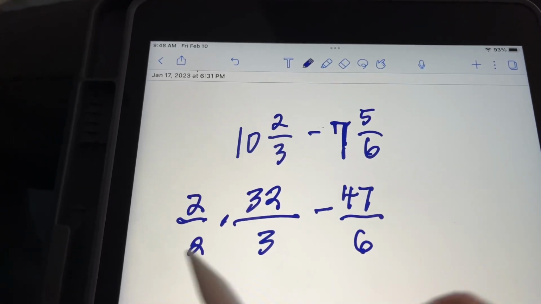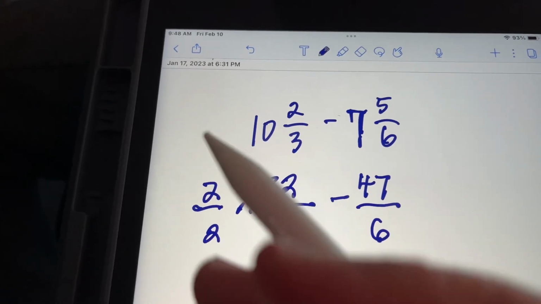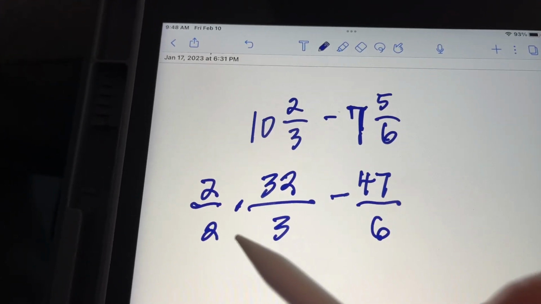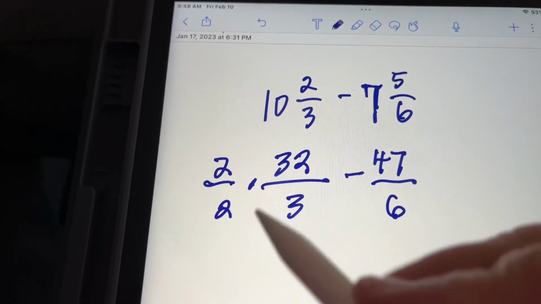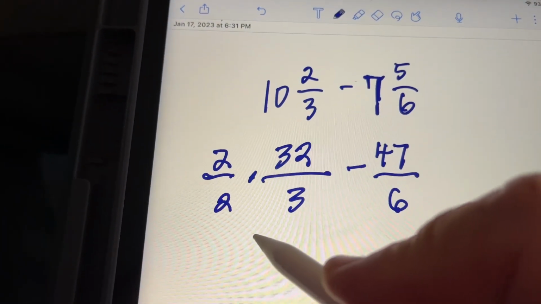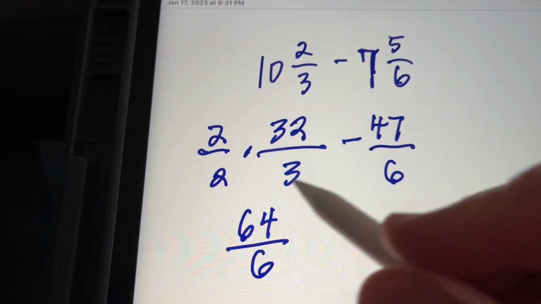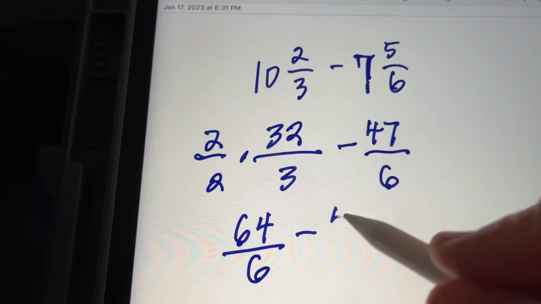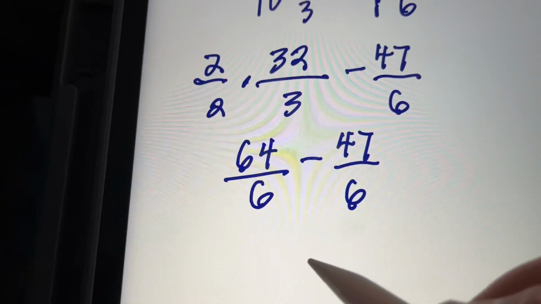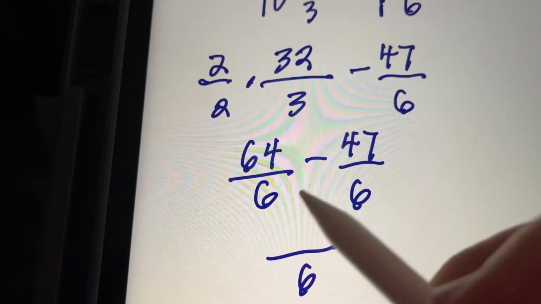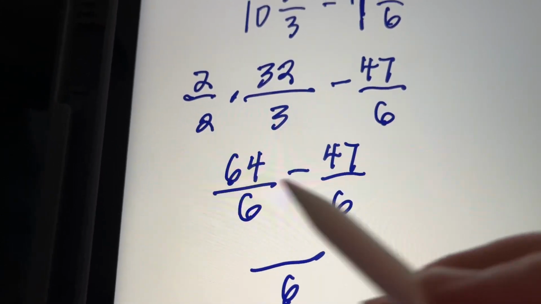So this is 6 and this is 6 now. So I'm multiplying by 2 over 2, which is essentially 1. 2 over 2 is 1, but it's a form of 1 that's going to give me a common denominator. So when I multiply there, 2 times 32 is 64 over 6, because 2 times 3 is 6. And of course, this is 47 over 6. And so now, because I have a common denominator there, I can subtract these.